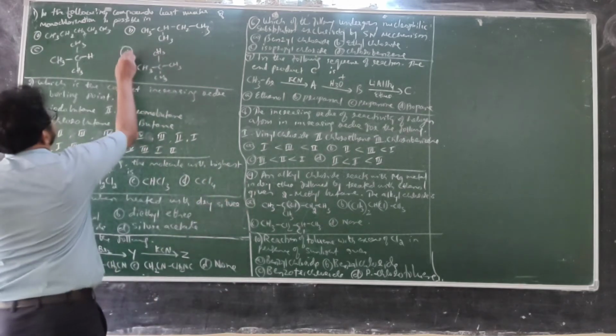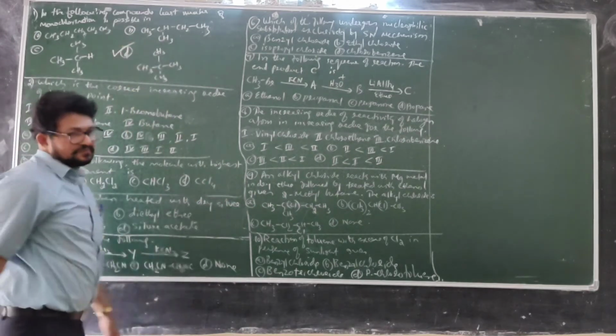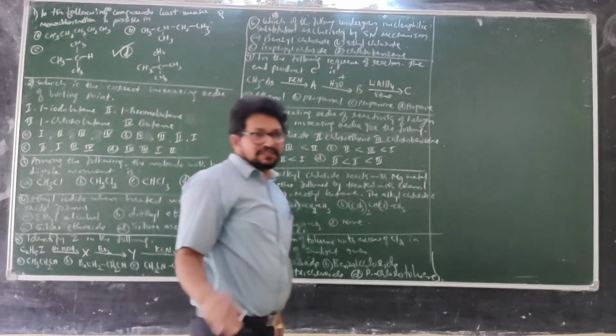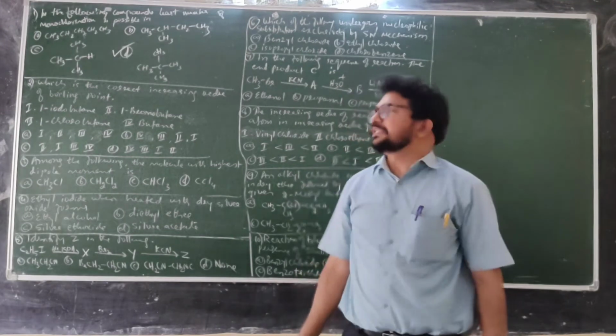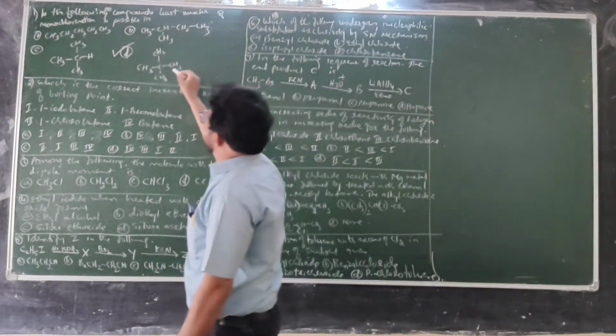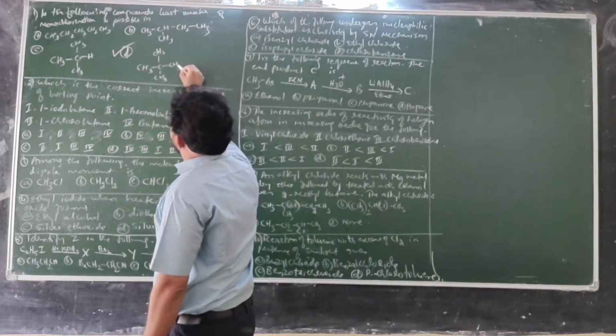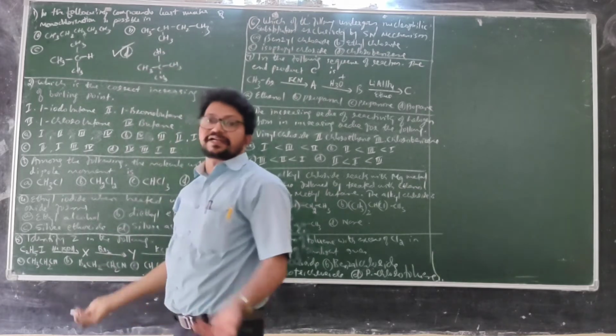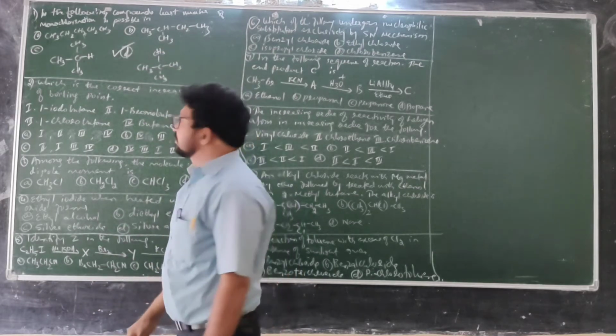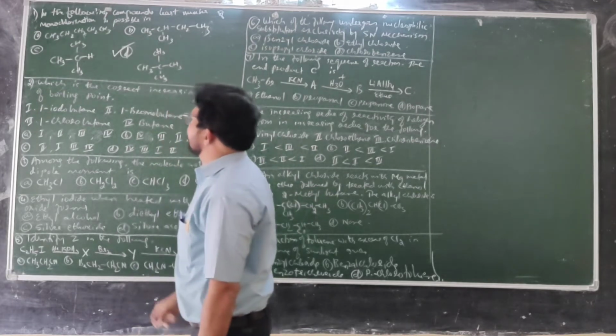So, the answer must be D. So, I have explained all the possible products in all the four options. So, neopentane, you can remove any one hydrogen to substitute chlorine, all are identical. So, this is the answer.